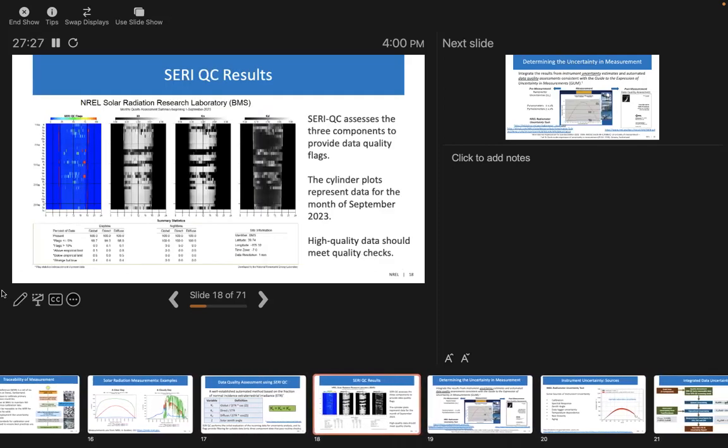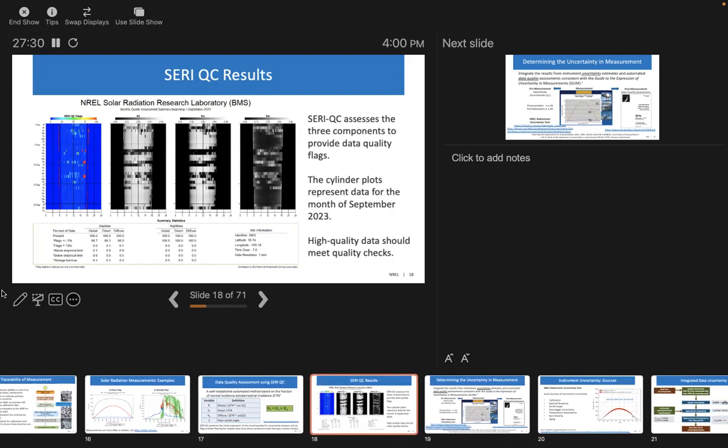Here's an example of what we produce out of that software. On the left, there are 99 flags, so there's a lot of information in these three components of data. If you look at this blue plot here, the vertical axis is the days in the month of September. This is September 2023. And this is the full day during that month, like sunrise to sunset. And here is the plot for the KT, KN, and KD. Ultimately, these flags provide us an assessment of the information.